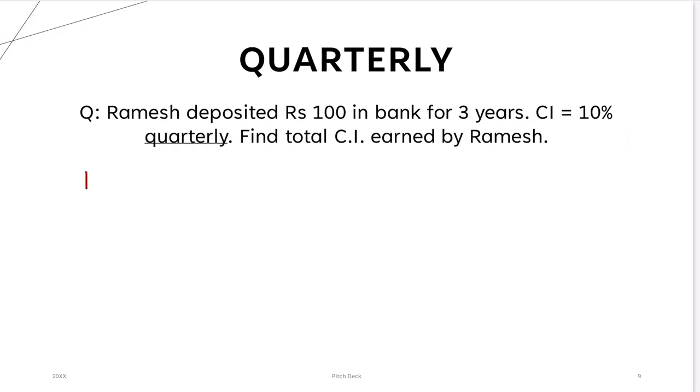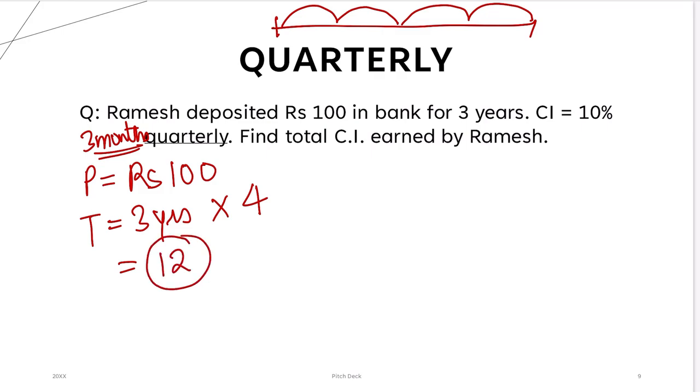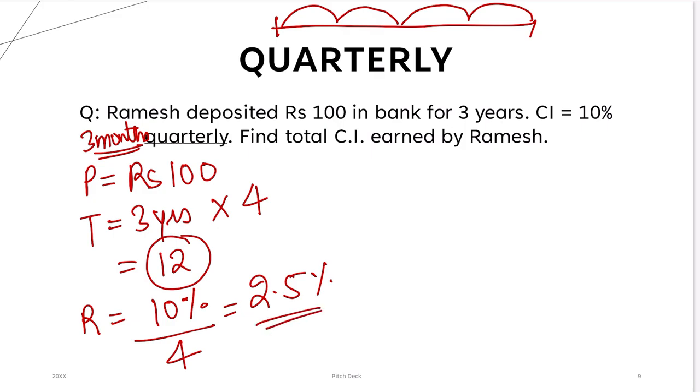Here, the same. Principal is going to stay the same. Quarter means every 3 months. So if it is happening every 3 months, in 1 year there will be 1, 2, 3, 4 jumps. So, time is 3 years, multiplied by 4 jumps each year. So there will be 12 jumps in total. Rate of interest will be 10% divided by what? Divided by 4 for quarterly, that is 2.5%. Every quarter interest is being charged.